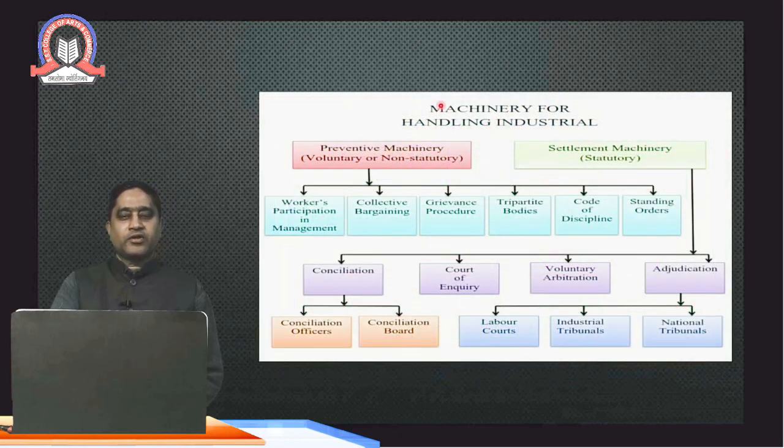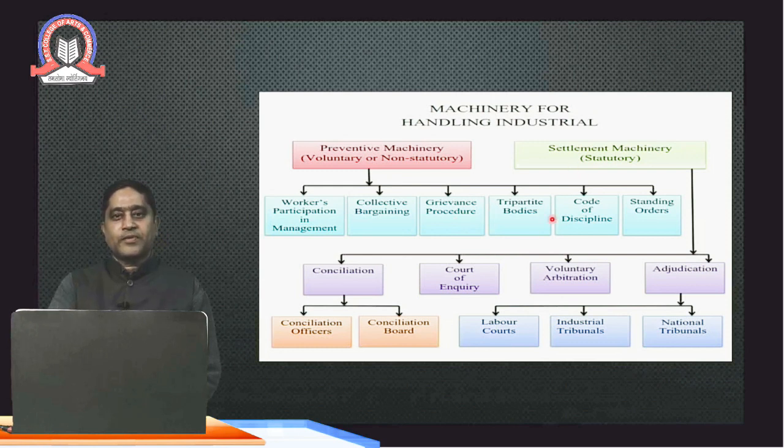Now coming to this particular chart, where students, you can understand properly what the machinery for handling industrial dispute is. There would be preventive machinery, that is voluntary and non-statutory: workers' participation in management. There should be collective bargaining for the benefit of the employee. There would be a grievance procedure, to be followed if the workman or the employee is not satisfied with the procedure laid down by the management.